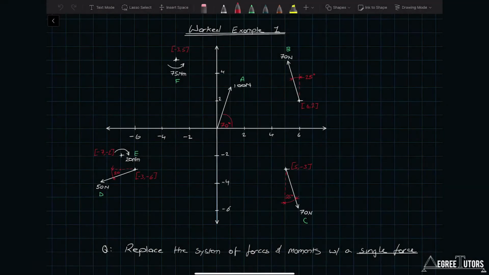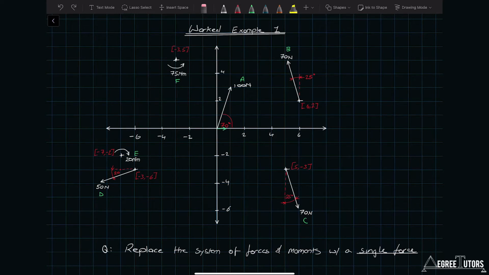In this example, we are asked to replace this system of forces and moments with a single force. So the first thing that we're going to do is break each of these forces into its orthogonal components aligned with the x and y axis. And so we can inspect this first of all and see which forces we need to work on here.